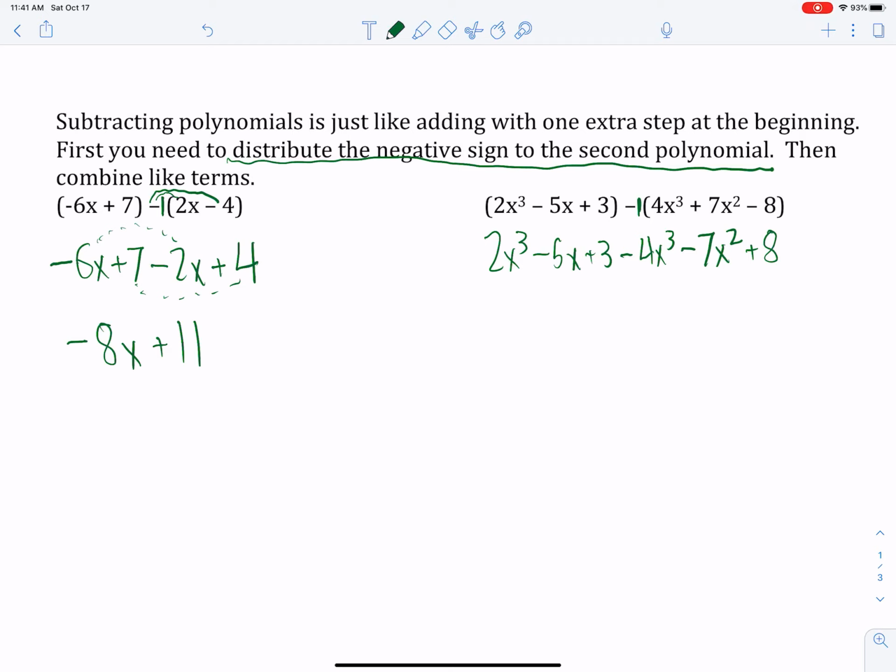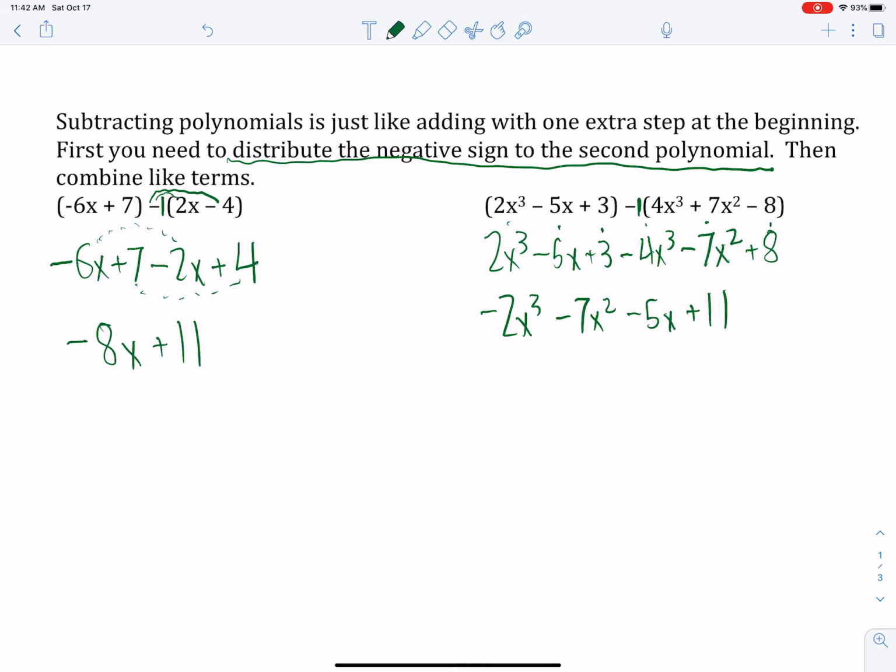And now we combine like terms. 2x cubed minus 4x cubed, we would have negative 2x cubed. The minus 7x squared doesn't have like terms. The minus 5x doesn't have like terms. And then we have 3 plus 8 would be plus 11. And that would be the answer.